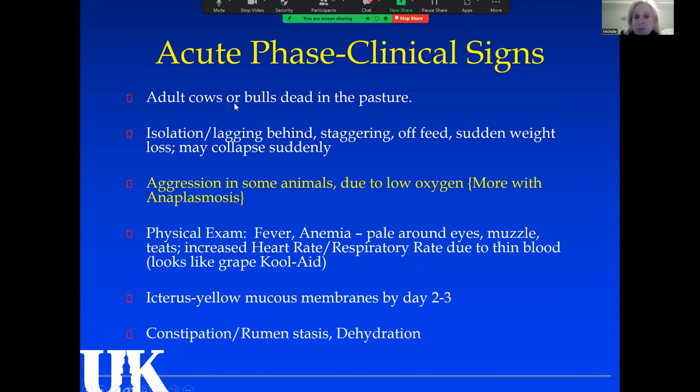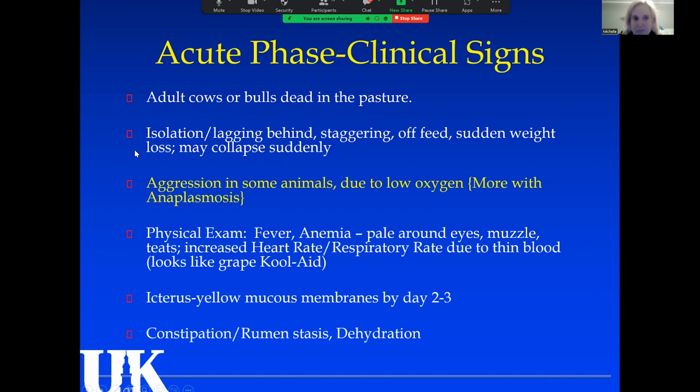Adult cows or bulls dead in the pasture. That's generally what we see. I'm not sure that's completely due to the disease. It may be that they're not checking their animals every day, but generally this is the one we see most often. They just find them dead.